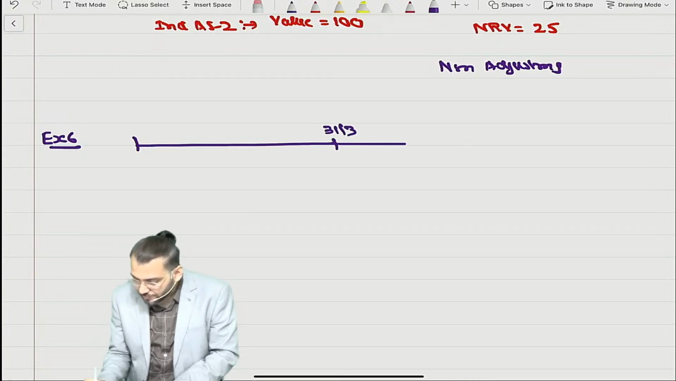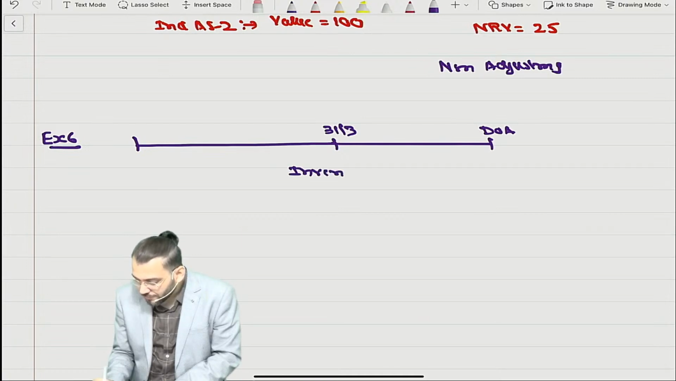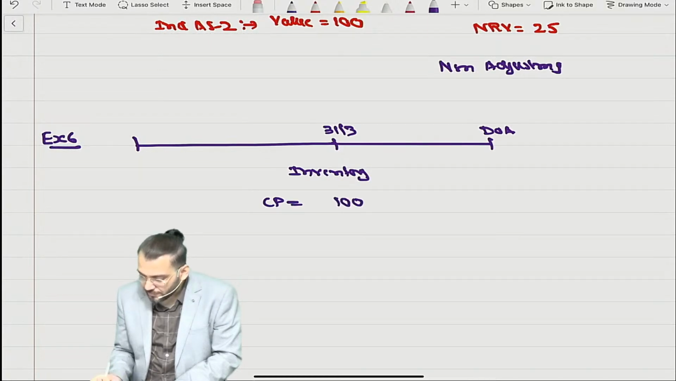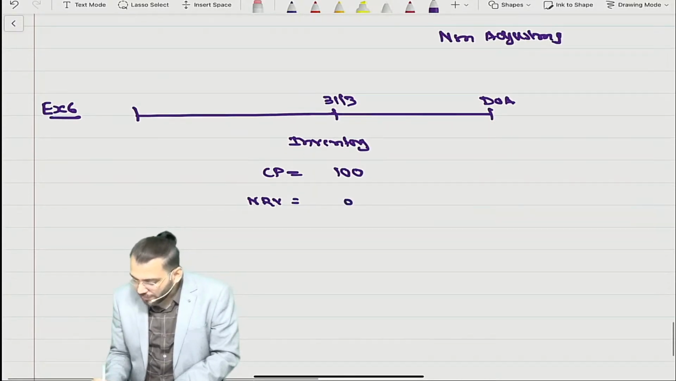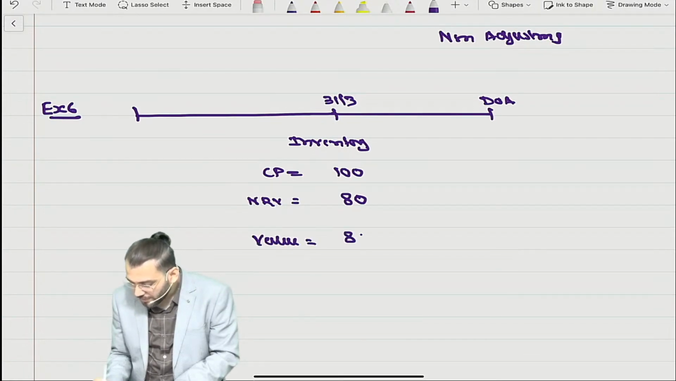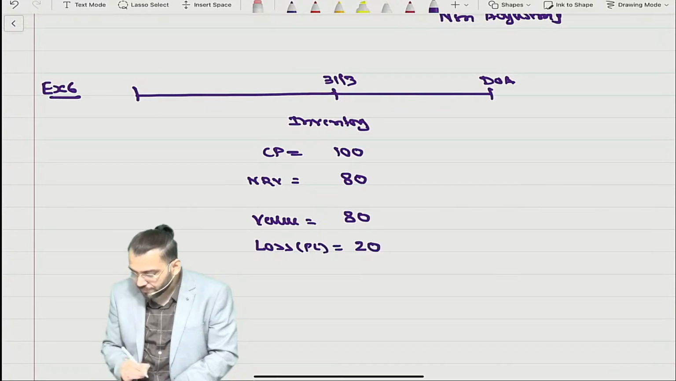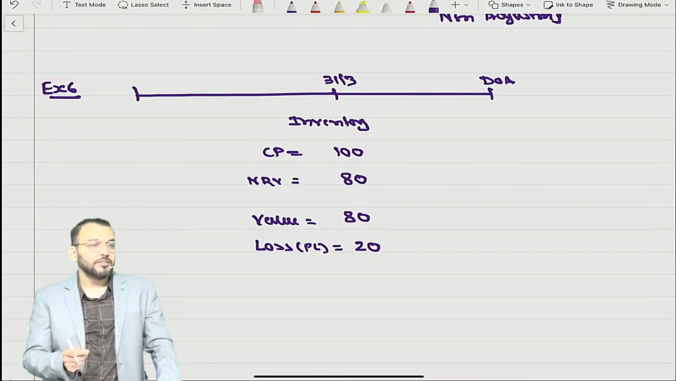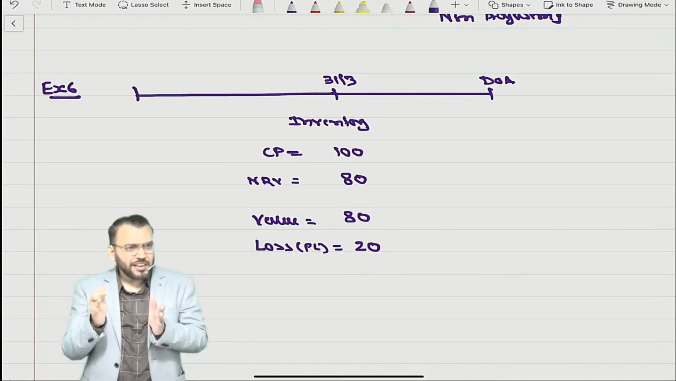31st March, date of approval. Once again there is inventory. Cost price is 100. Now NRV is equal to 80. So the value is equal to how much? 80. And how much loss have you transferred to P&L? 20. The loss which is written off is 20. This is the draft balance sheet.